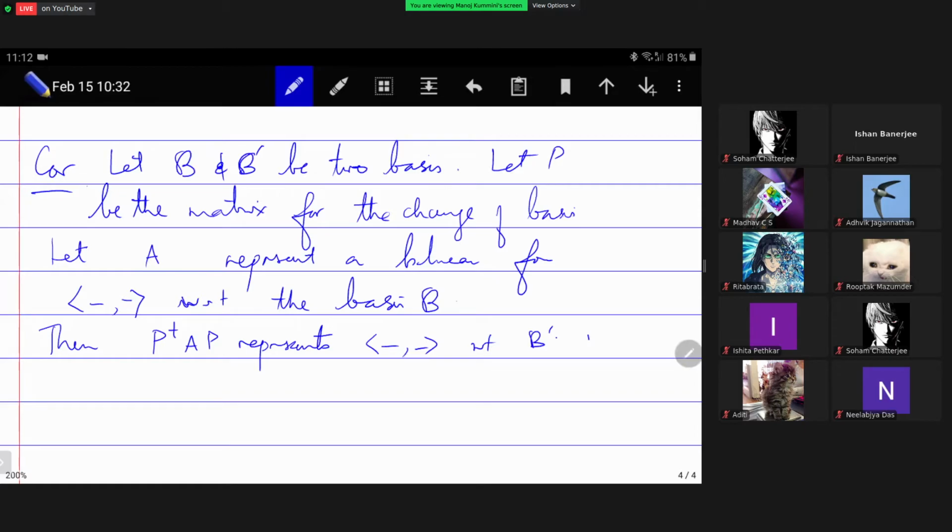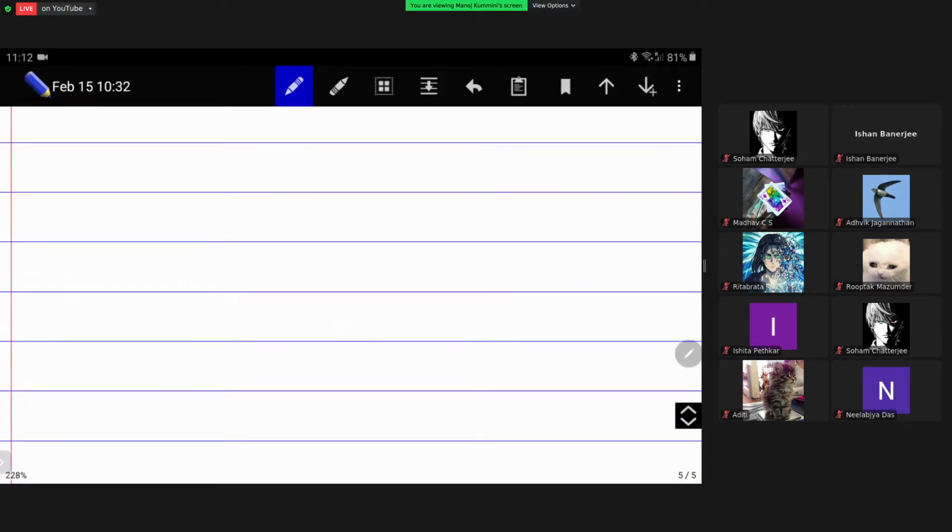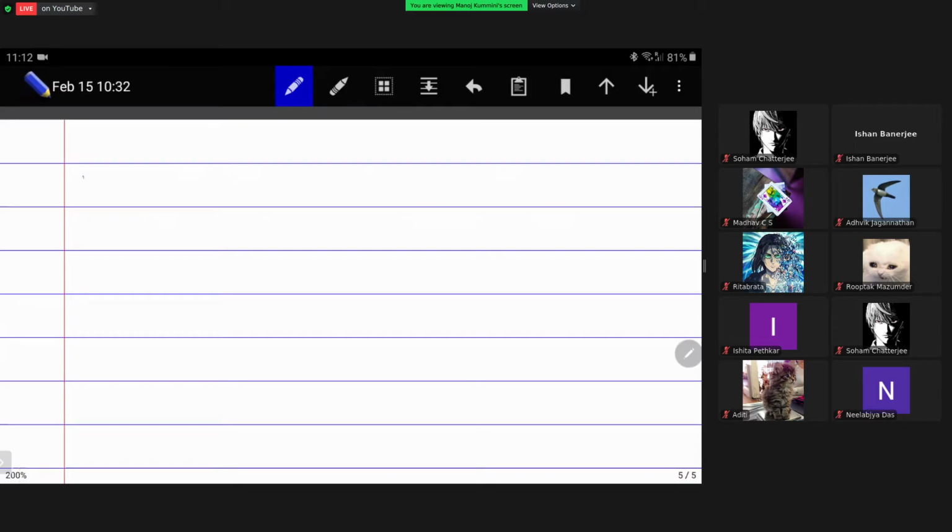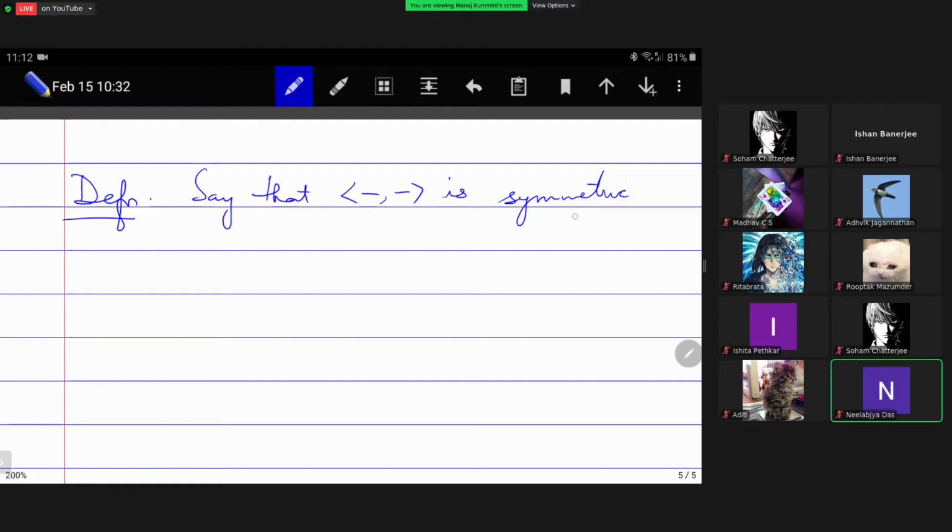So now some definitions. We say that a bilinear form is symmetric if for all v, w inside V, the form of (v, w) is the form of (w, v).